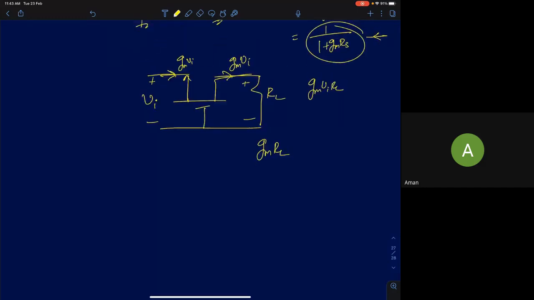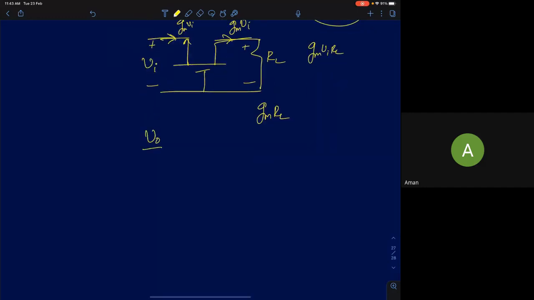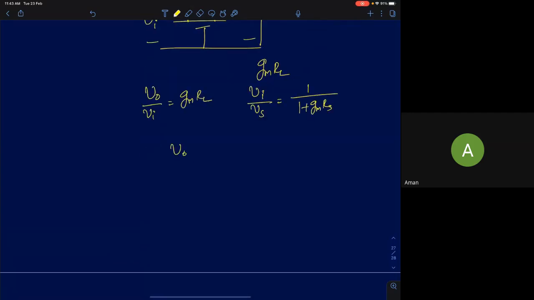Now can you tell me what is the overall voltage gain? This is V0 by Vi is gm RL and Vi by Vs is 1 by 1 plus gm Rs. So the overall voltage gain V0 by Vs is given by what? gm RL divided by 1 plus gm Rs. This is the gain when R0 is infinity, yes.